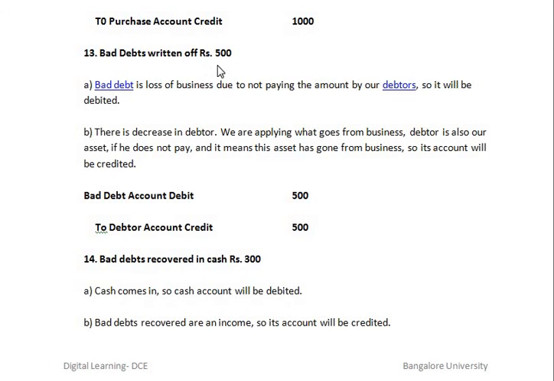Bad debts written off 500. Bad debts is a loss to the business. So bad debts account debit to debtors account. So there is a decrease in debtors. So from the debtors we will be taking out.